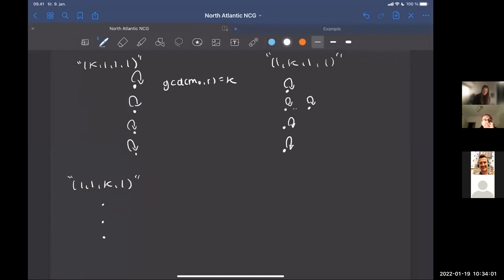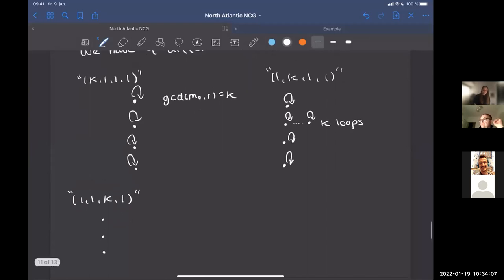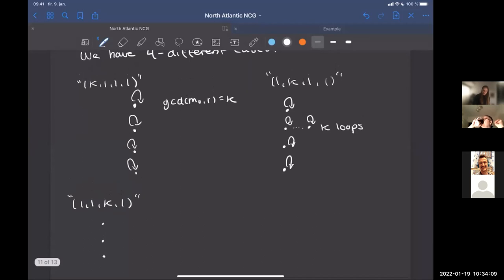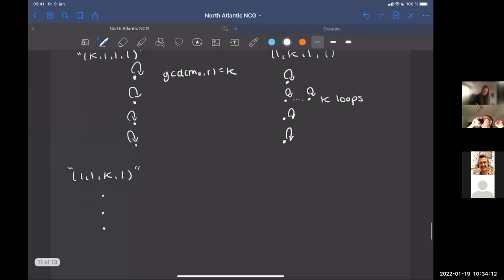Sorry, I should draw here that we would have K loops. So at level 2, we will have K vertices. And here at level 3, we would have K vertices, which are all the base of a loop. And then in the last one, here we would have K vertices.